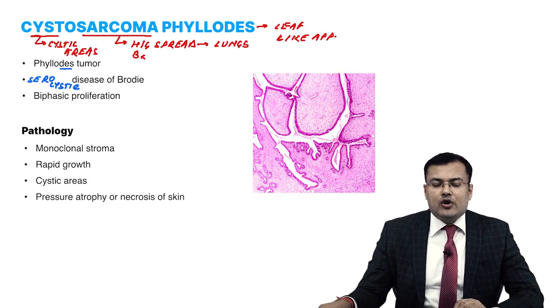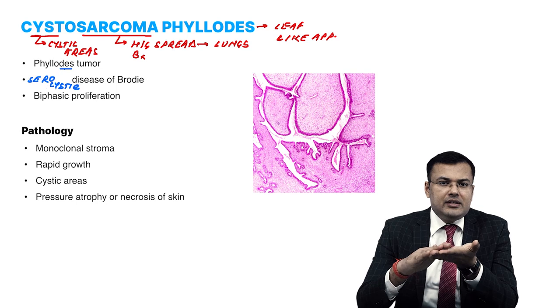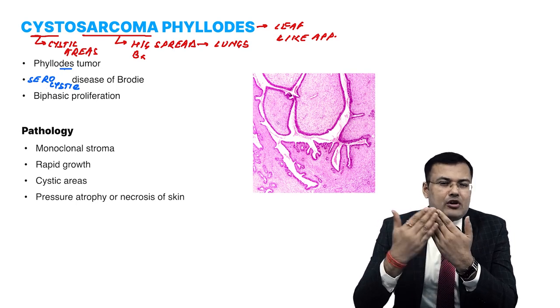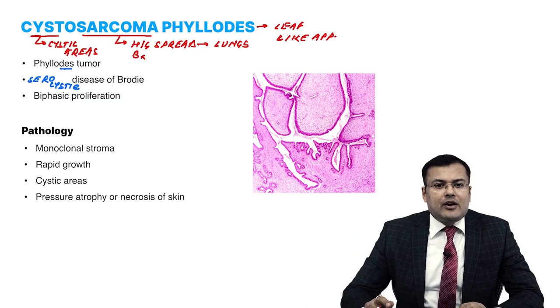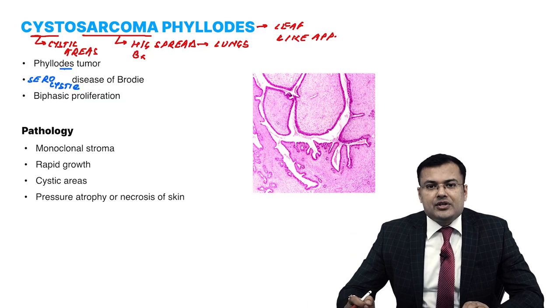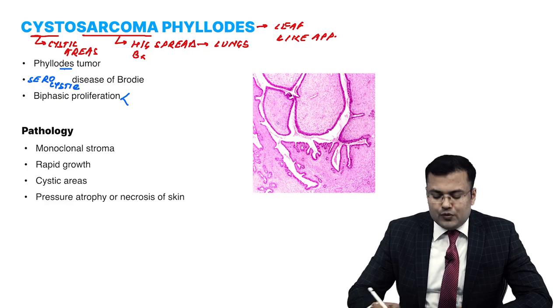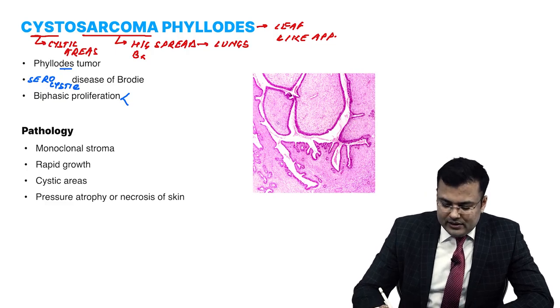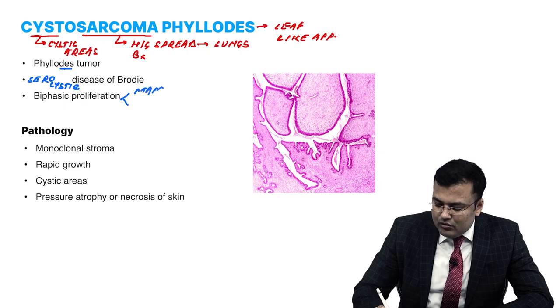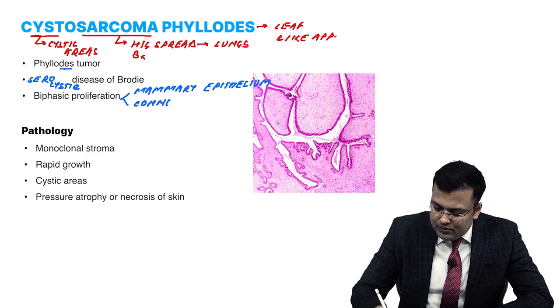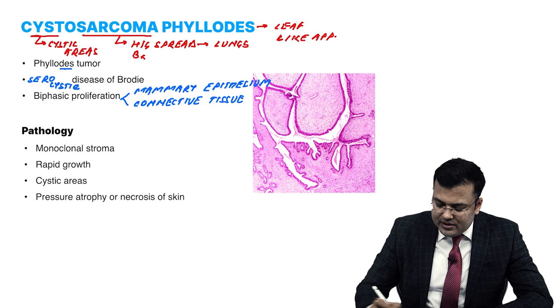Another feature of sarcoma, you know that carcinomas are having epithelial origin. Sarcomas are having mesenchymal or stromal origin. So this is sarcoma. So there is biphasic proliferation. Biphasic proliferation of what? Mammary epithelium as well as connective tissue. So it's an exception here, there is biphasic proliferation, or dual origin is there. Biphasic proliferation of mammary epithelium as well as connective tissue. Clear? Right. Now see the important questions related to pathology.